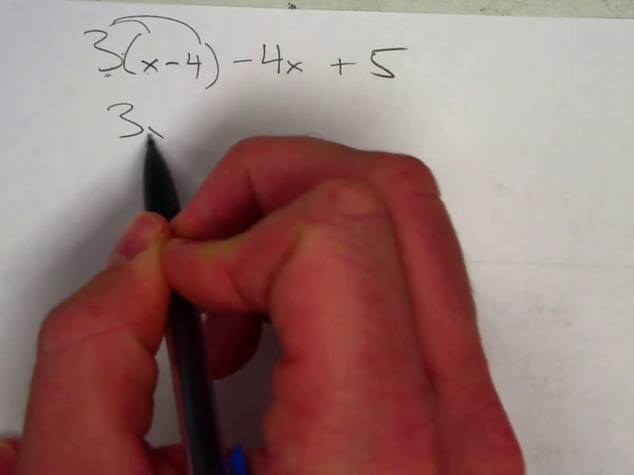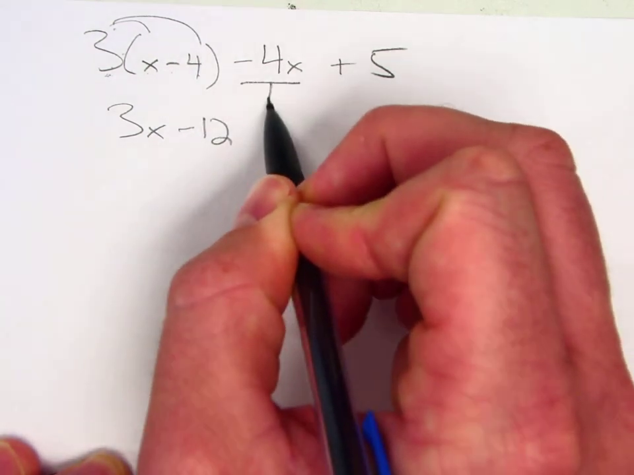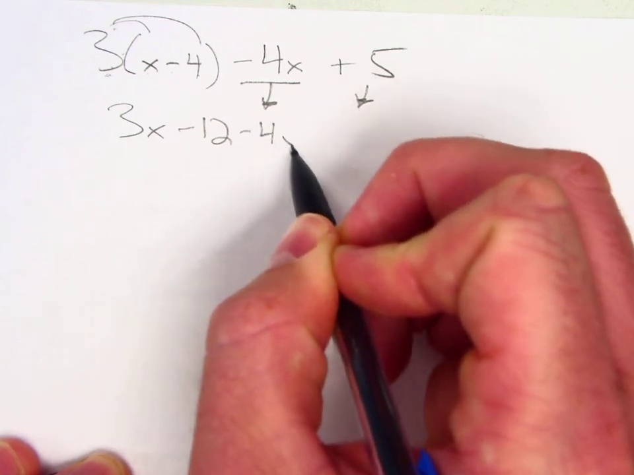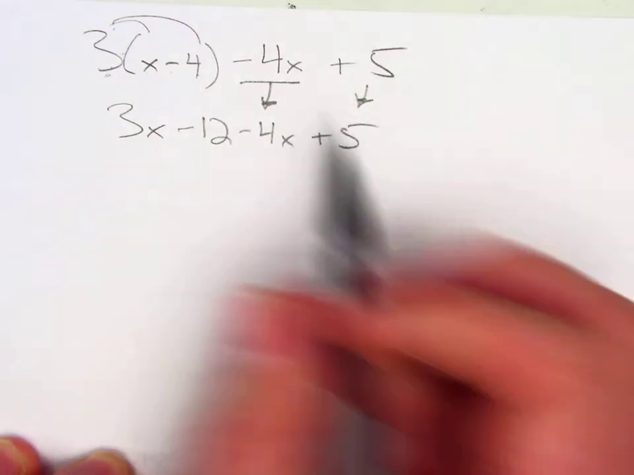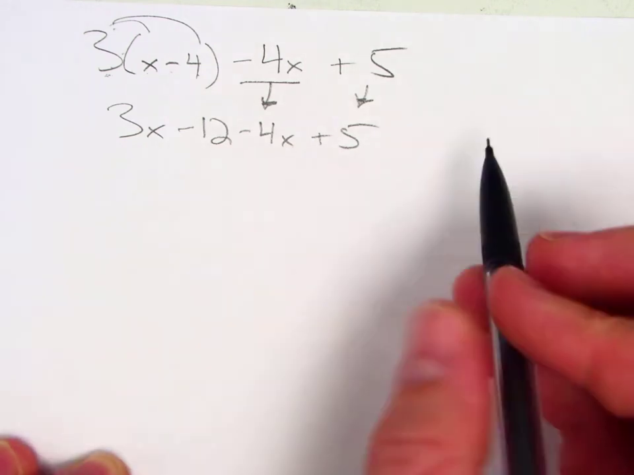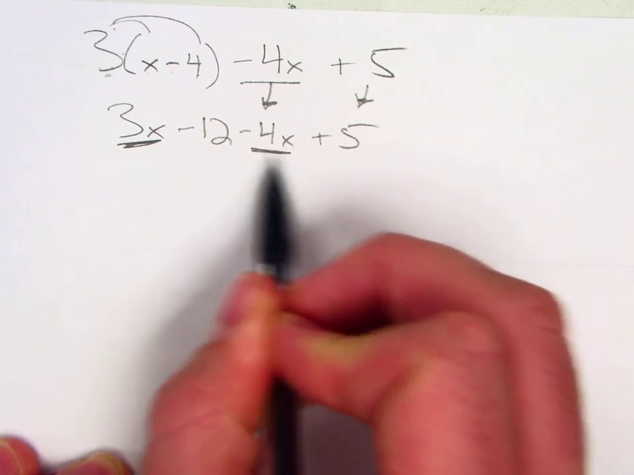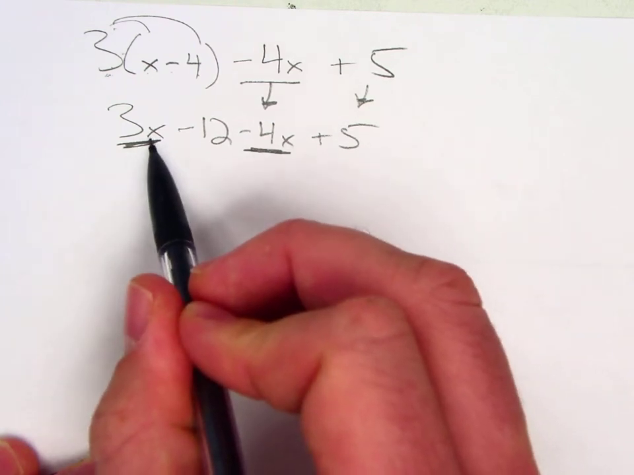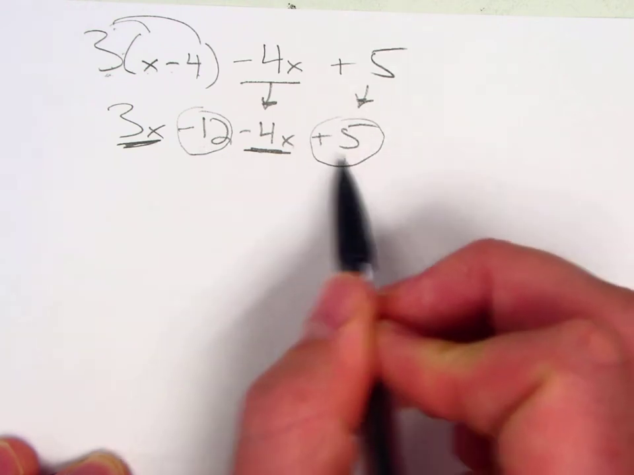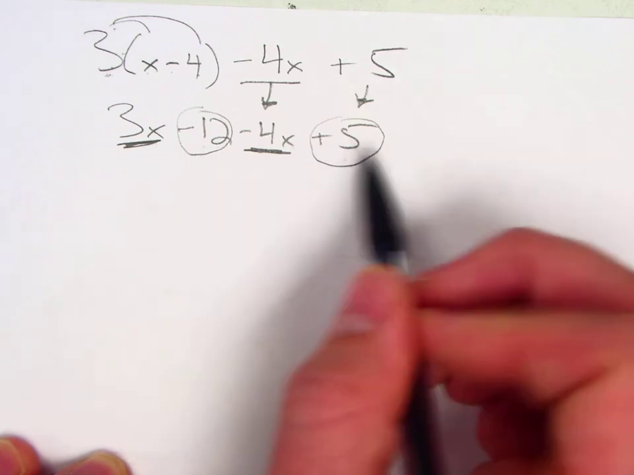3 times x is 3x. 3 times negative 4 is negative 12, and I'm going to bring down these other two terms, so I didn't do anything with them yet. Now that my multiplication has been taken care of, I can do the adding and subtracting, or in other words, the combining of like terms. I know that 3x and negative 4x are like terms because they both have an x, and then negative 12 and positive 5 are like terms, and those are what we call constants. Numbers that don't have variables next to them are called constants.